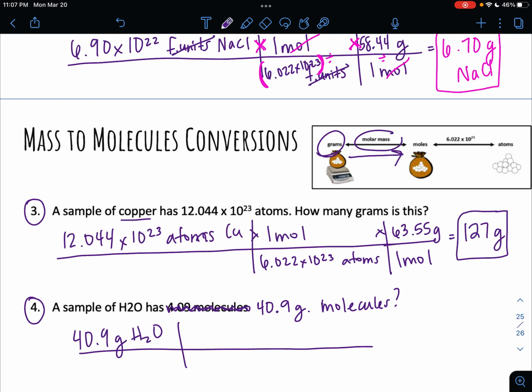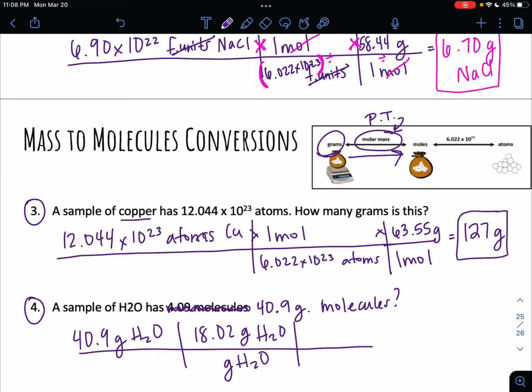How do we convert to moles? We're going to use molar mass. Okay, so if grams is on the top, I'm going to put grams on the bottom. And then remember, how do we find molar mass? We're going to look at our periodic table. So if you want to, put a little PT right above this molar mass, so you know that's where you're going to look for that, right? So we're going to add up 2 hydrogens, 1 oxygen. We get 18.02 grams.